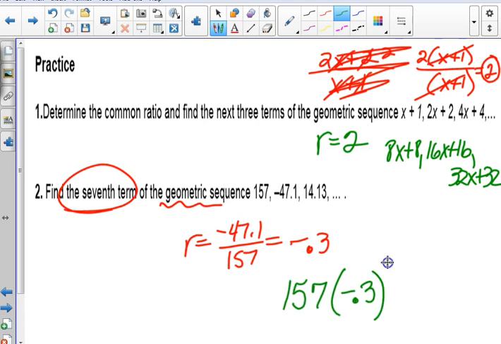How many times? 7 minus 1 is 6. So 157. Everybody type this in because I want you to see how some of the calculators, I think this is the problem anyway, where some will change it to a decimal and some won't. Actually, I'm thinking I lied. This is the problem. Nobody's will.